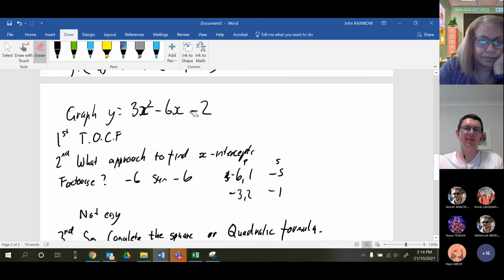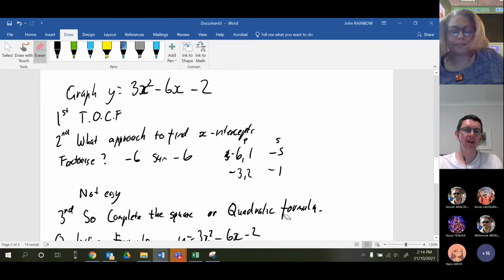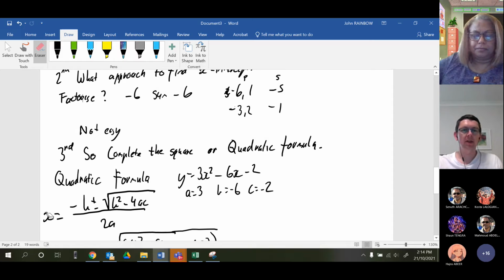But when I look at questions, I kind of say, how am I going to approach this? Let me take out the common factor first. Then can I factorize it? No, that's too hard. Okay, I can complete the square or use the quadratic formula. Today I feel like doing the quadratic formula. Then it needs to be in expanded form. A is the number in front of x squared, B is the number in front of x, C is the constant term. You just substitute those values in there.